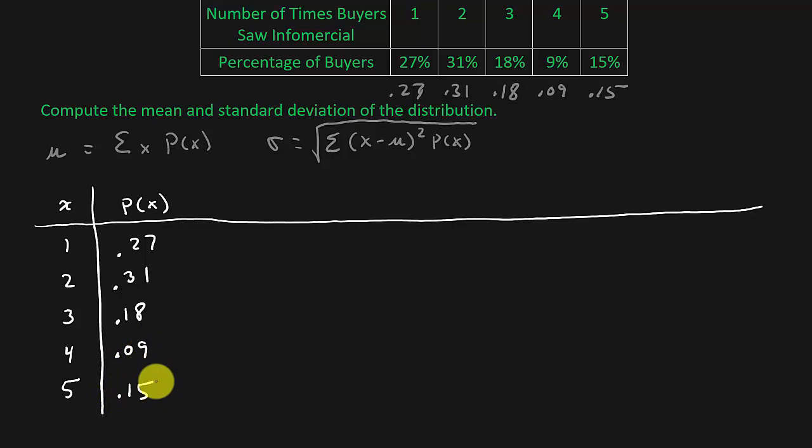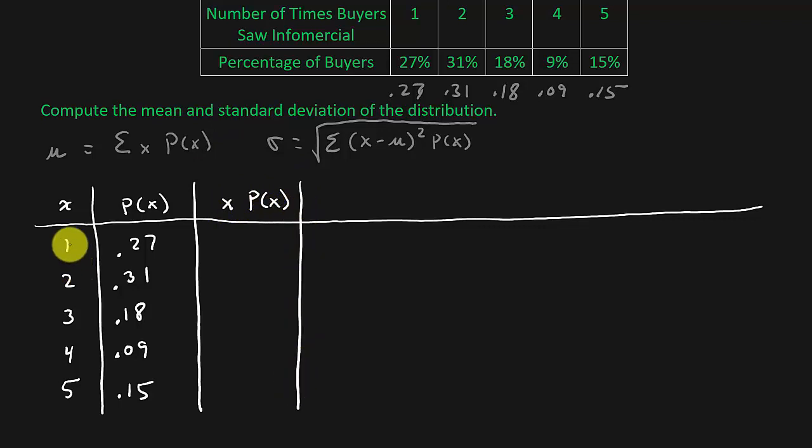Let's just look at the mean first. I need x times p of x. So I'm going to make a column called x times p of x. I do 1 times 0.27 is 0.27. 2 times 0.31 is 0.62. And then 3 times 0.18 is 0.54. 4 times 0.09 is 0.36. And 5 times 0.15 is 0.75.